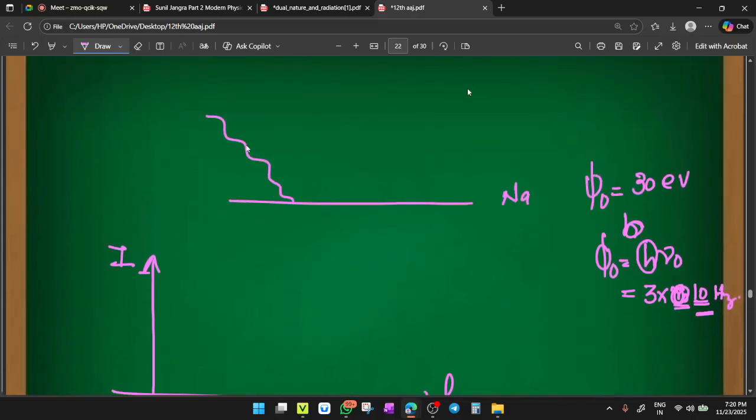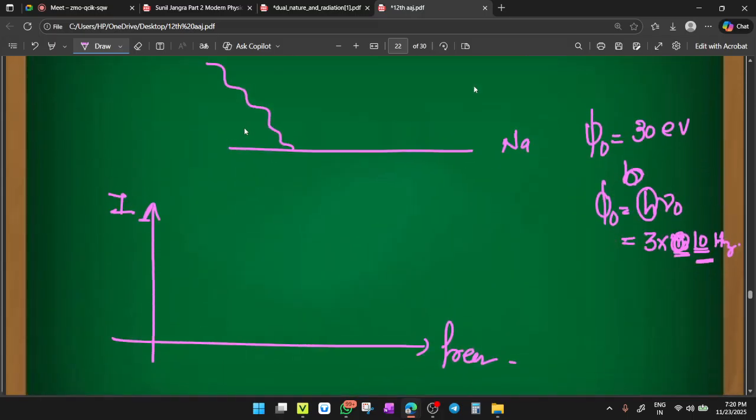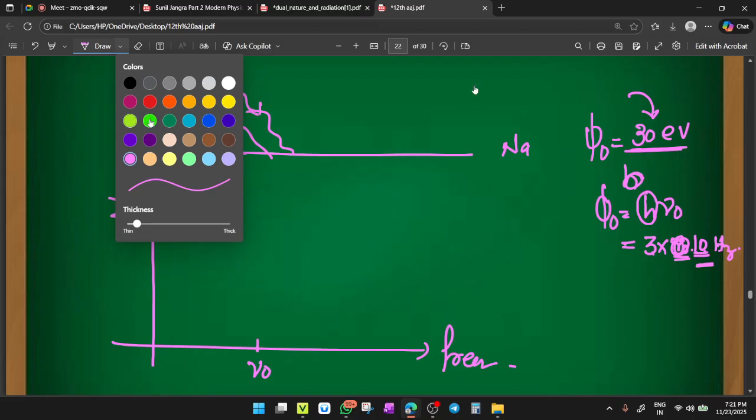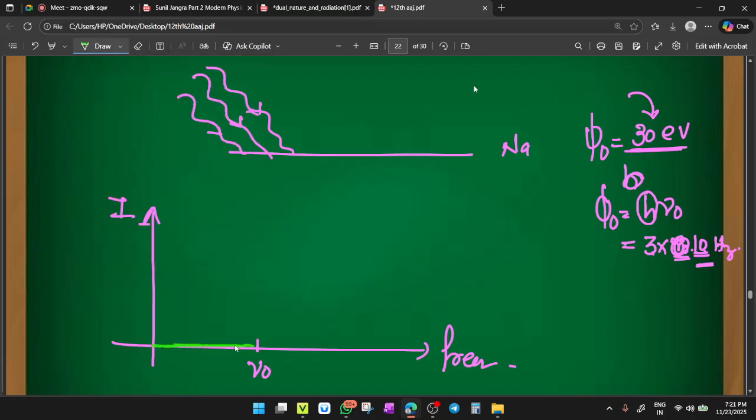Clear? Till now you have incident a frequency of 9 hertz. Tell me, will there be any electron emission? No. Because at 9 hertz, the energy will be 3 times 9, 27 electron volt. So there is no emission of photoelectrons, because the requirement of energy is 30 electron volt. So up to the threshold frequency, there is no ejection of electrons, so the value of current will be 0. Check here, this is the value of current. Here I equals 0.